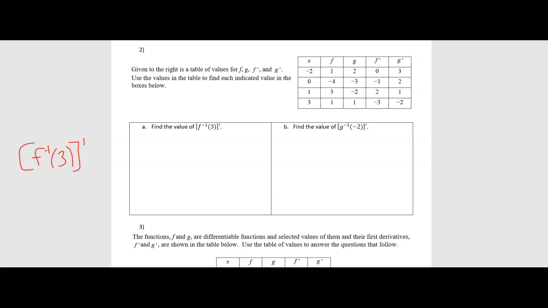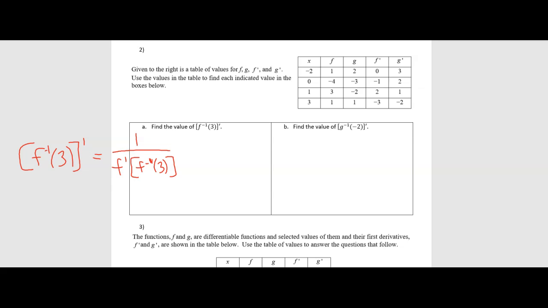And I'm just going to substitute in my 3 right away. Okay, so the first thing I want to do is find out what f inverse of 3 is. So actually, I take it back. We do have to go find our inverse values. They do give us our derivative values, but they do not give us our inverse values.